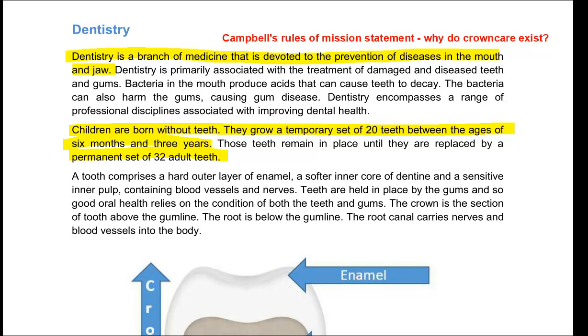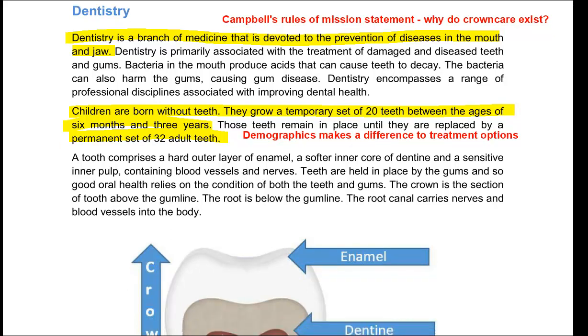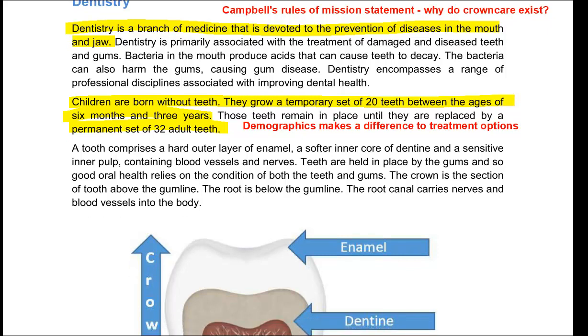Also, because they lose the children's teeth, is it really worth going through the effort when they are replaced by adult teeth later on? So, demographics of our customers do matter. Once again, following this, we are given a further breakdown of how the tooth is structured.